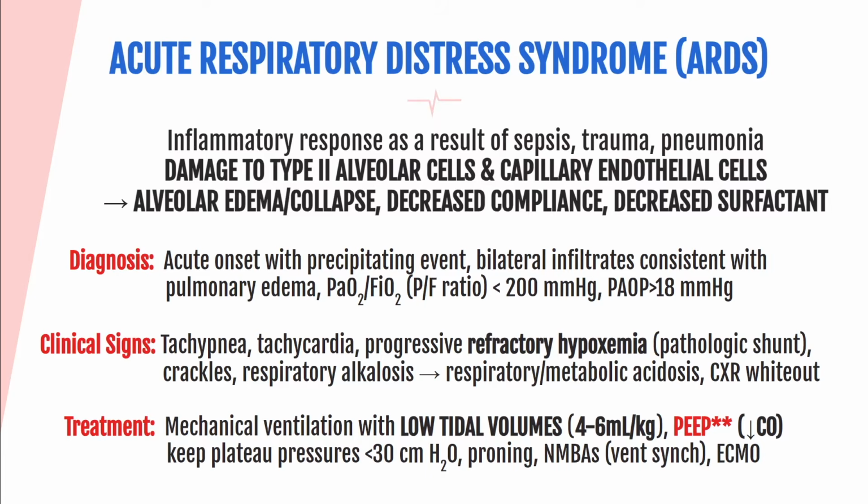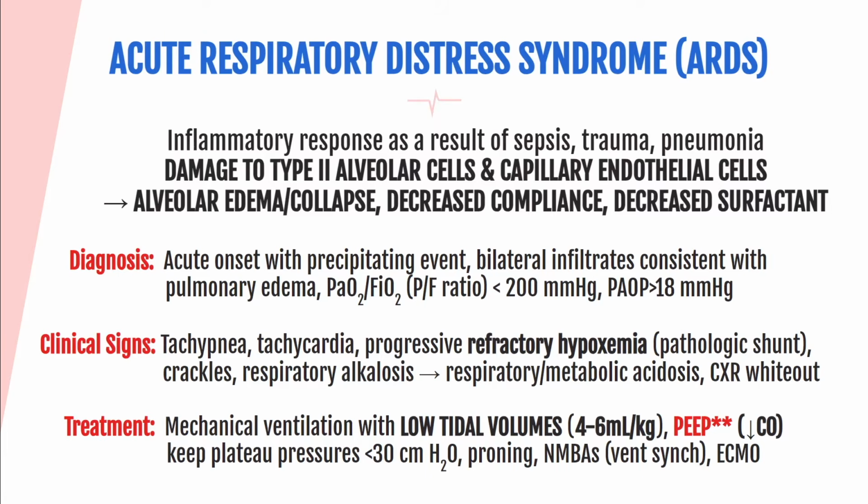Lastly, their chest x-ray in the progressive stages will be a whiteout from the bilateral pulmonary infiltrates. Of note, a normal PF ratio is greater than 300. A PF ratio of less than 200 is consistent with ARDS, and a PF of less than 100 is consistent with severe ARDS and a 45% mortality rate.